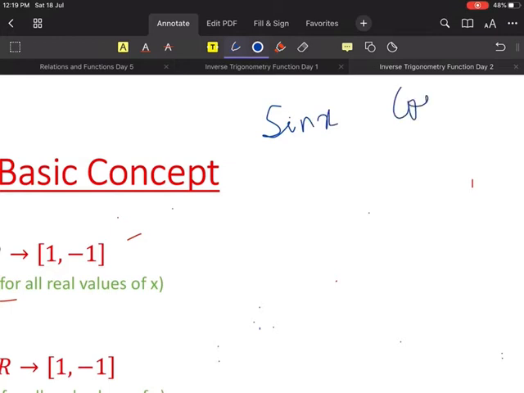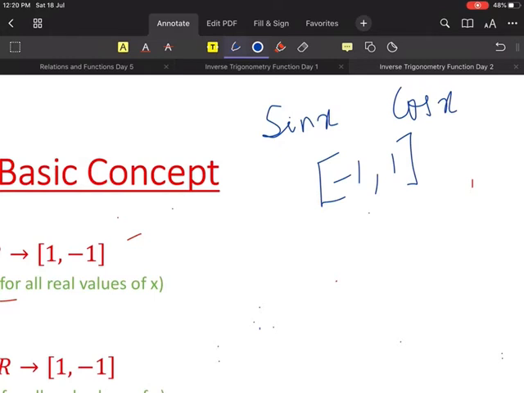Now I have a question for each one of you. Can anybody explain to me why sin x and cos x have the same range? Why sin x and cos x have the same range, -1 to 1? Why can it not be more than 1? Who can tell me? I want an explanation. It's very, very basic.